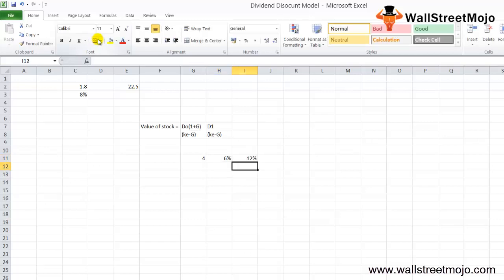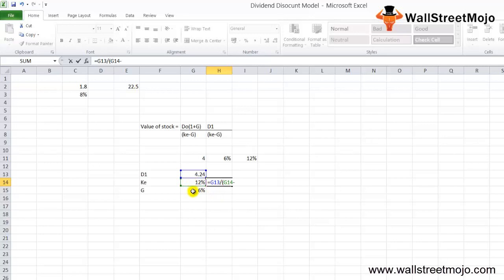Then what will be the intrinsic value of the stock, assuming the required rate of return is 12%? So the value of the stock is going to be D1. What is D1? D1 is my 4, that is D0, times the growth of 6%, so I'll multiply by 1.06. My next year dividend is going to be 4.24. KE is given as 12%, and the growth rate G is given as 6%. Once I have all this detail, we can find the intrinsic value of the stock as 4.24 divided by, in brackets, 12% minus 6%, and that's it.